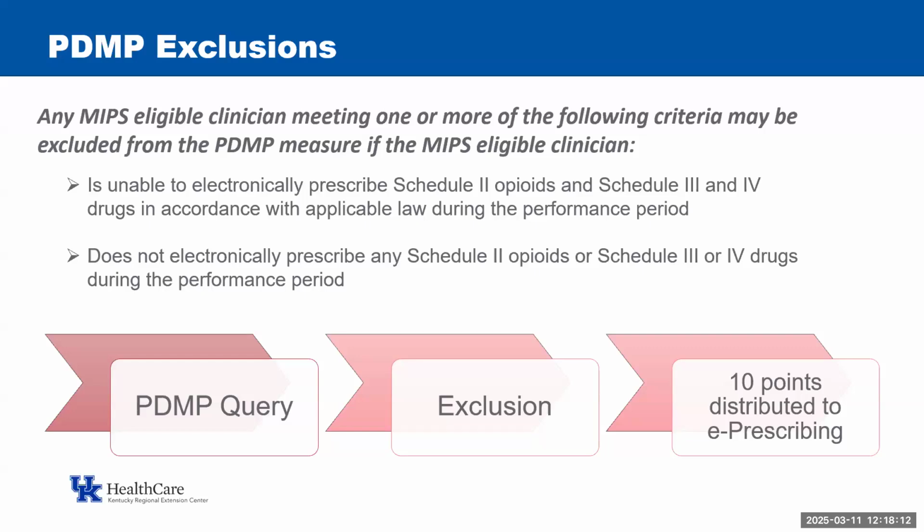So if you do claim an exclusion for this category, 10 points will be distributed to the e-prescribing objective that Robin was just talking about. So those 10 points will move to that objective.